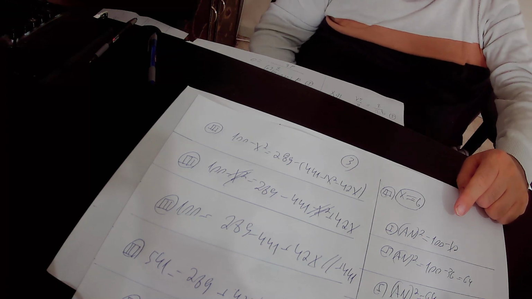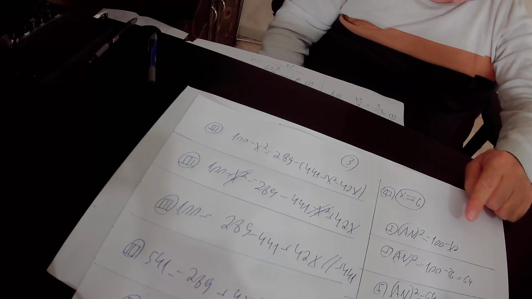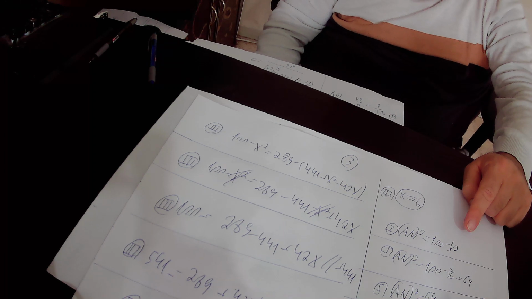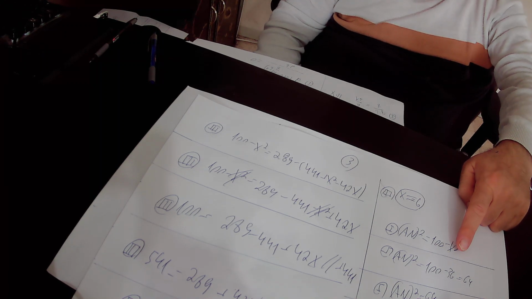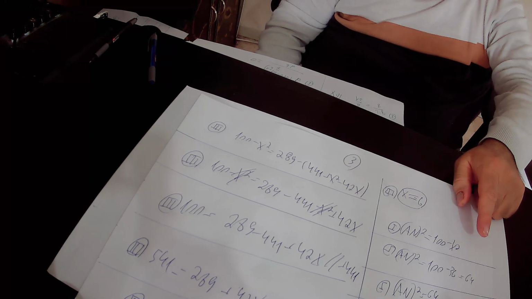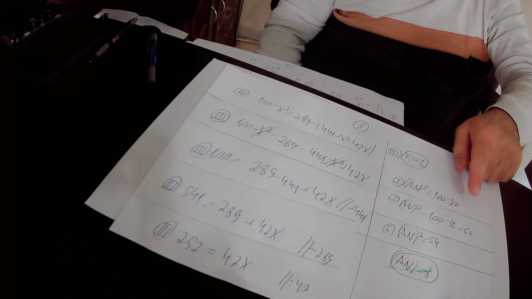According to equation 1, we found out that AN squared equals 100 minus x squared. So AN squared equals 100 and x is 6, therefore x squared is 36. So AN squared equals 100 minus 36, that is 64. So AN squared equals 64.